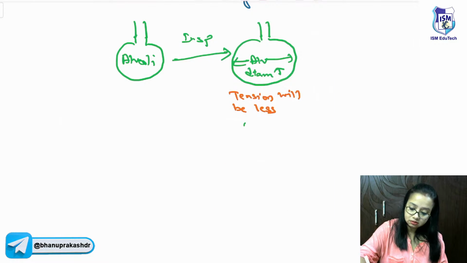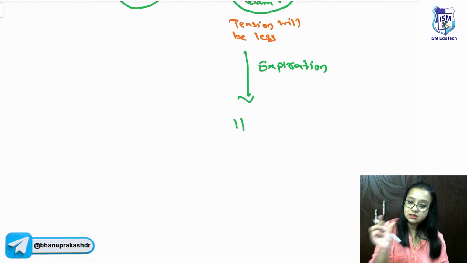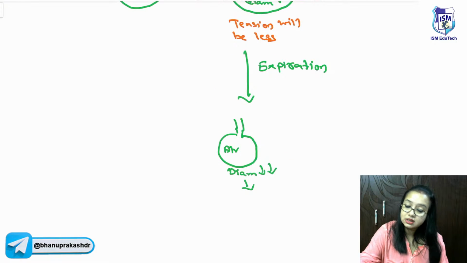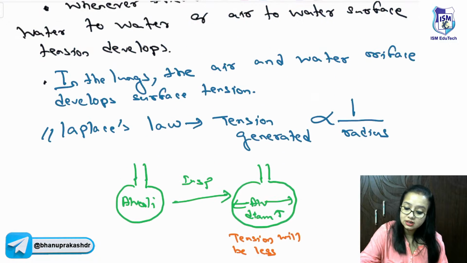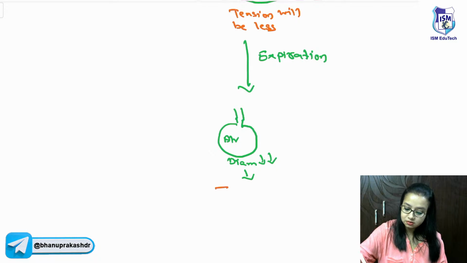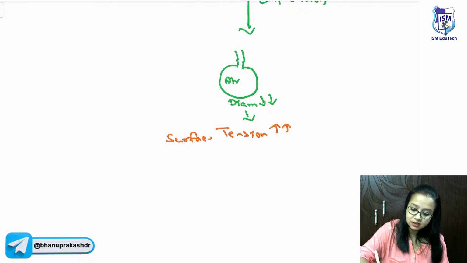But again, during expiration, what is happening? There is reduction in the diameter of the alveoli. So, if diameter decreases, radius is also decreased. Radius is decreased means tension will be more. Tension will increase. And what tension are we talking about here? This is the surface tension.